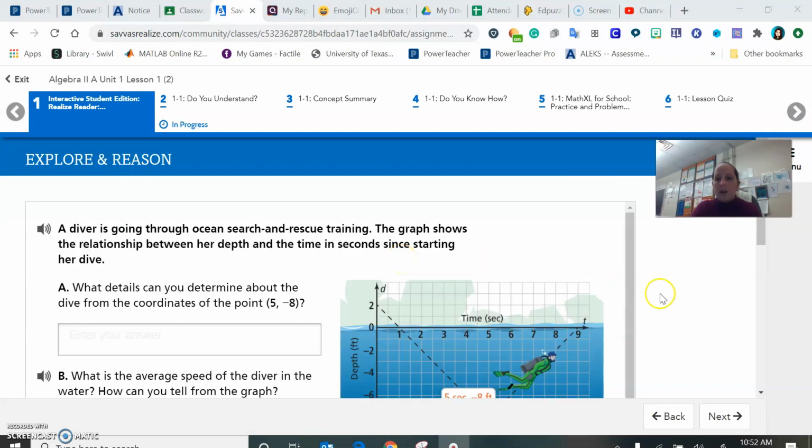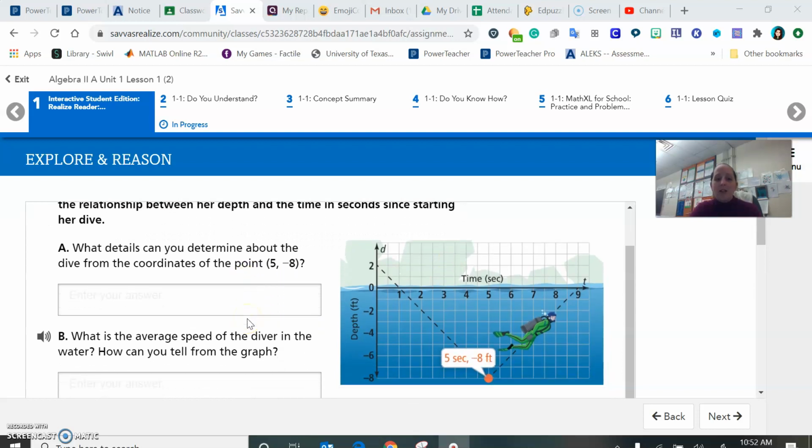So the first thing that they give me is the explore and reason. A diver is going through ocean search and rescue training. The graph shows the relationship between her depth and the time in seconds since starting her dive. So question A says, what details can you determine about the dive from the coordinates of the point (5, -8) feet?